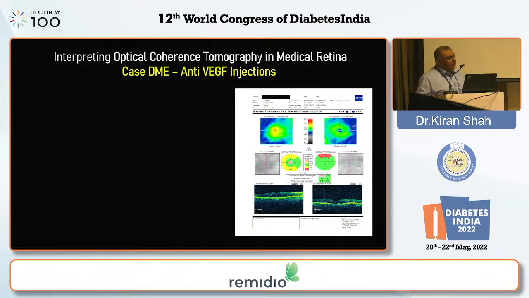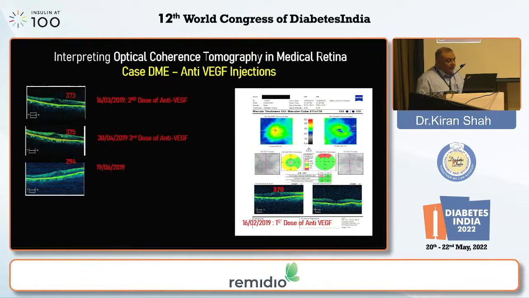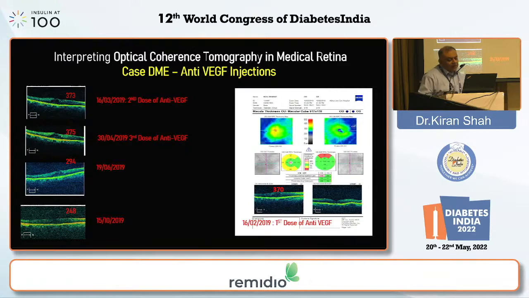Apart from diagnosing diabetic macular edema or various changes in diabetes, OCT is also used to understand which patient needs anti-VEGF injections, to monitor the anti-VEGF injections, whether the retina is settling down, or whether the normal foveal depression is coming back. So here the thickness was around 370. That's when the first dose of anti-VEGF was given, and you can see subsequently the patient has been monitored. The patient got 3 anti-VEGF injections, and finally in about 8 months the retina is completely settled. So we use the OCT scan also to monitor, not just to screen for diabetic macular edema.